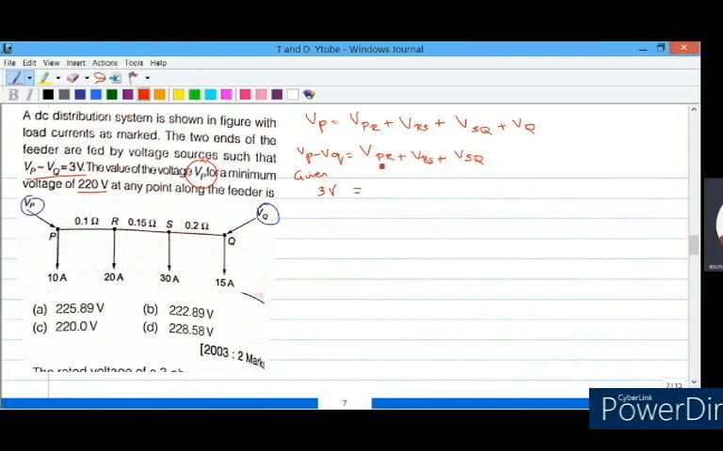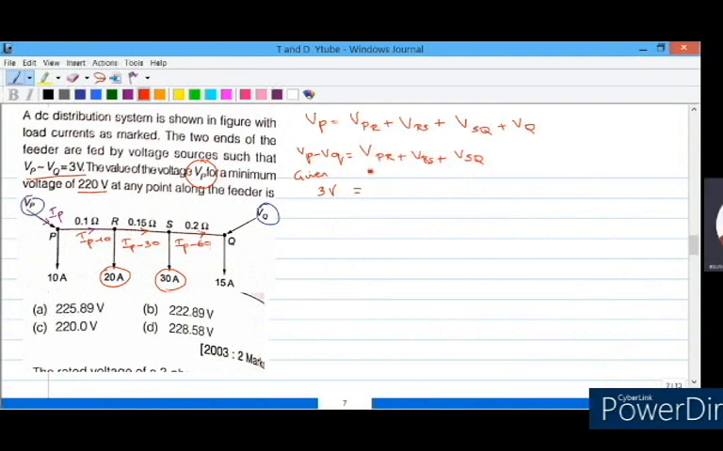And how to find VPR? Now let's apply the current here. So assume this current as IP. What will be this current? It is IP minus 10, and the current that flows here is IP. So we have 20 flows here, so it will be IP minus 30, and here again 30 ampere flows here. So the current that flows in this SQ is IP minus 60.